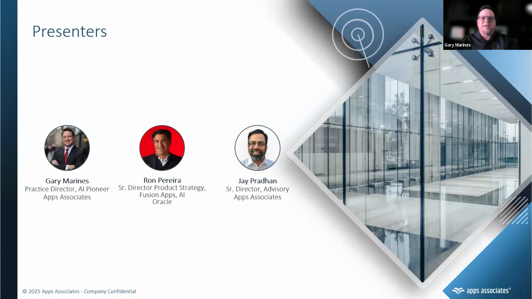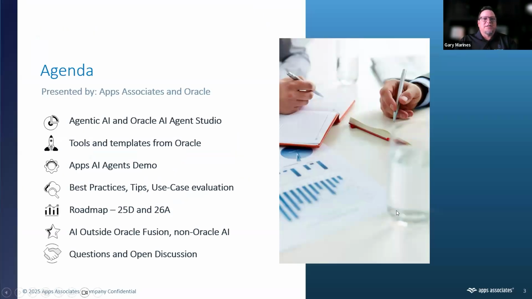And I have with me today Ron Pereira and Jay Pradhan. Ron is a senior director of product strategy at Oracle in the AI space. And Jay here is also a senior director in our advisory practice here at Apps Associates. So thank you for joining us today. And I'm going to let Ron kick it off with a couple of slides here in a second.